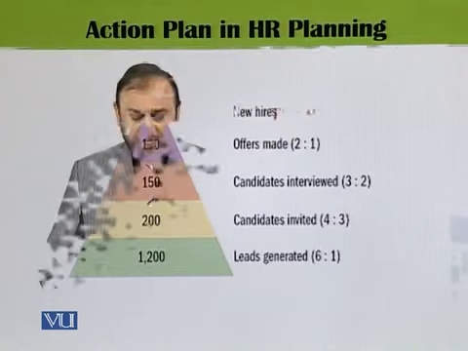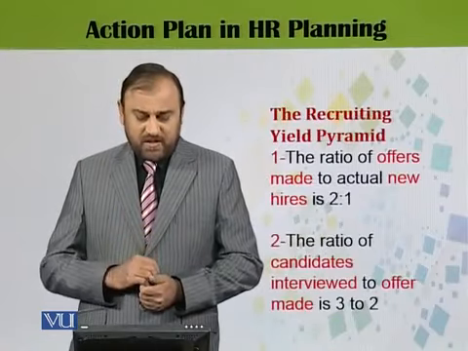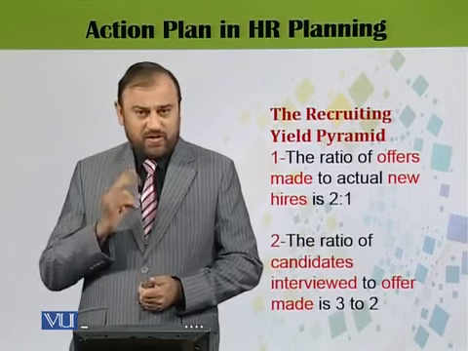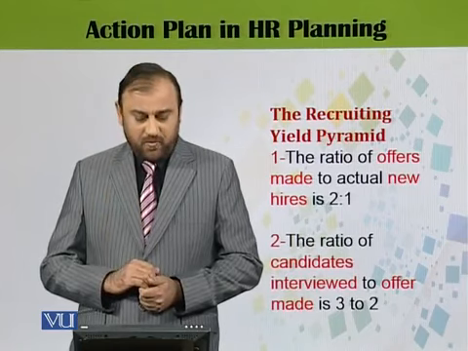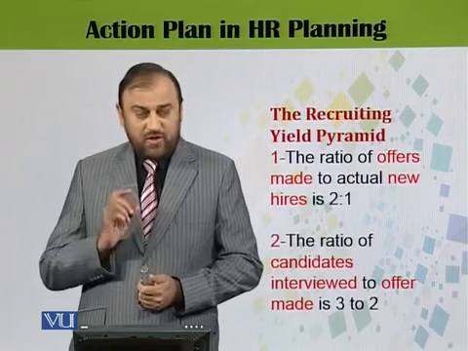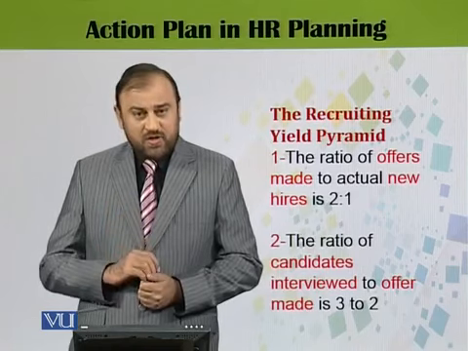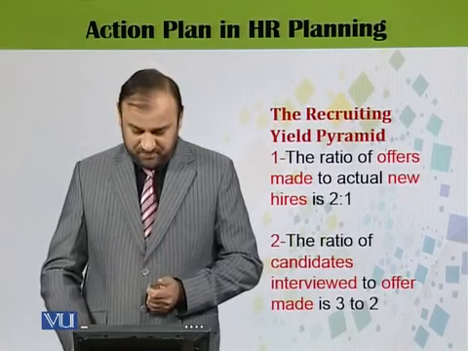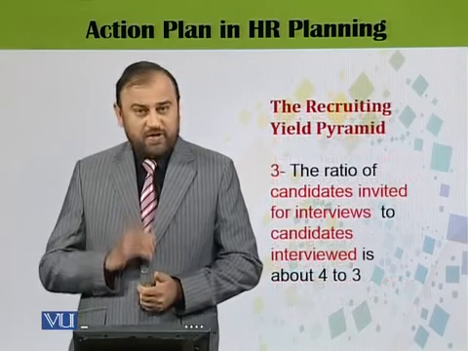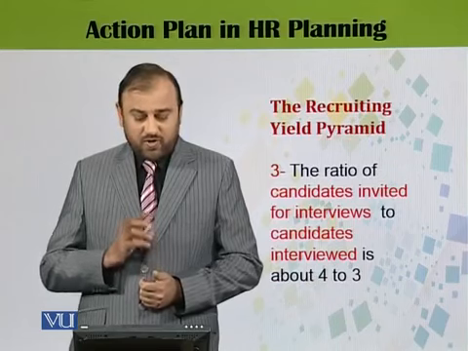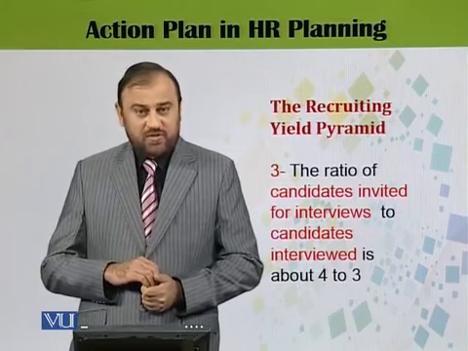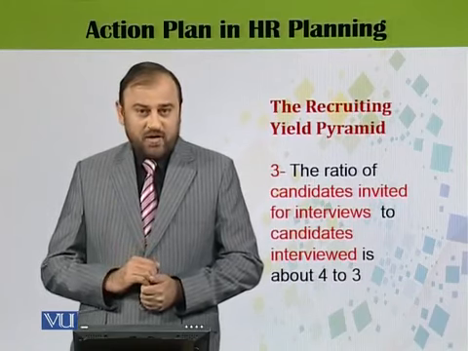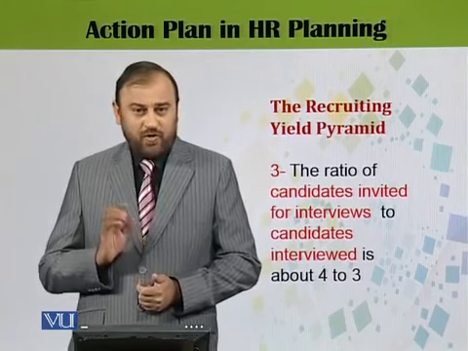So in the recruitment yield pyramid, there are 4 components. First, the ratio of offers made to actual new hires is 2:1. The second ratio is the ratio of candidates interviewed to offers made. That ratio is 3:2. There is a third ratio. That ratio is the ratio of candidates invited for interviews to candidates really interviewed in the organization. And that ratio is about 4:3.